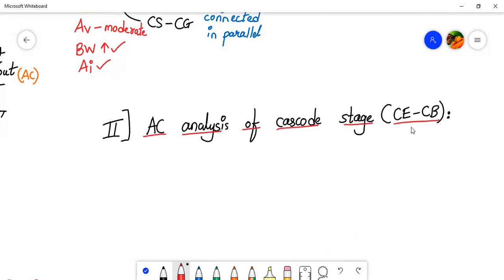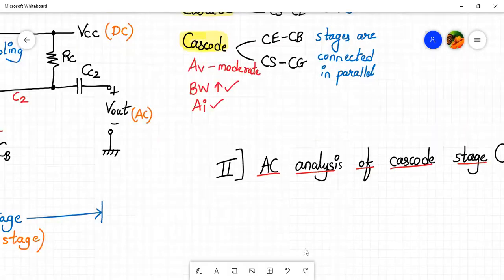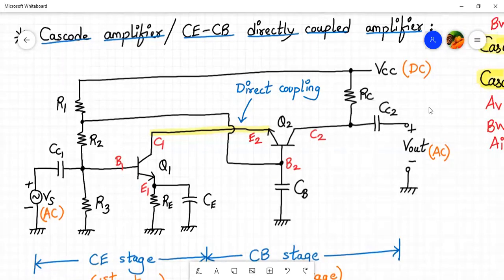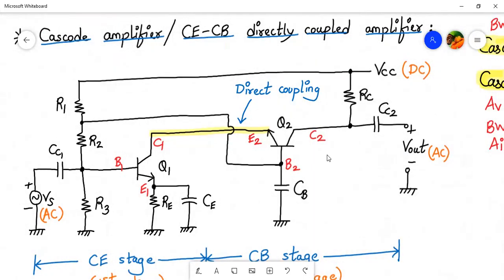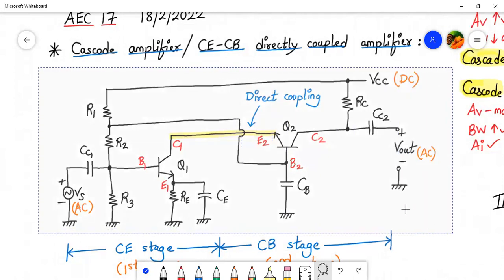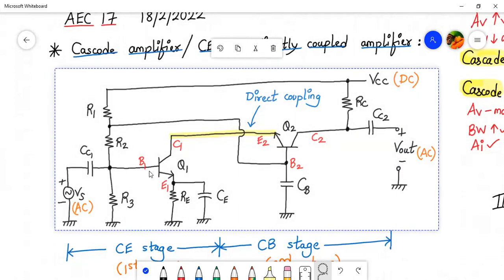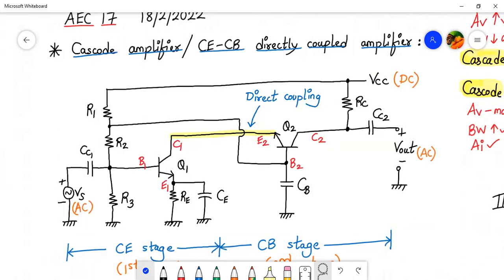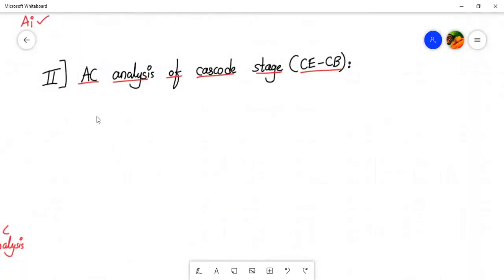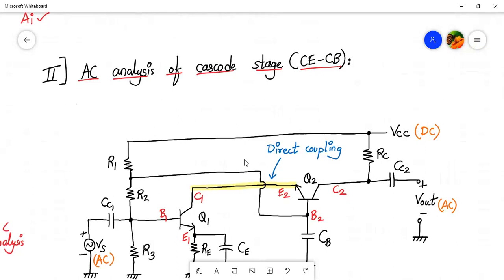As I've told you before, for the AC analysis we will be using the circuit diagram given over here. So I'll cut and copy this circuit diagram and paste it at the required location. Just give me a second. Let me first select it and copy the entire thing. This is for the explanation part; you all will be drawing the mid-frequency AC equivalent circuit.